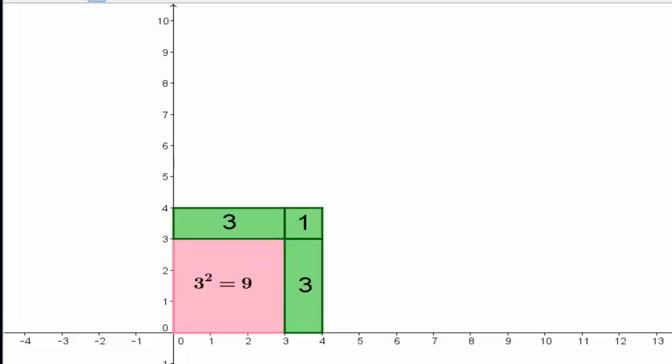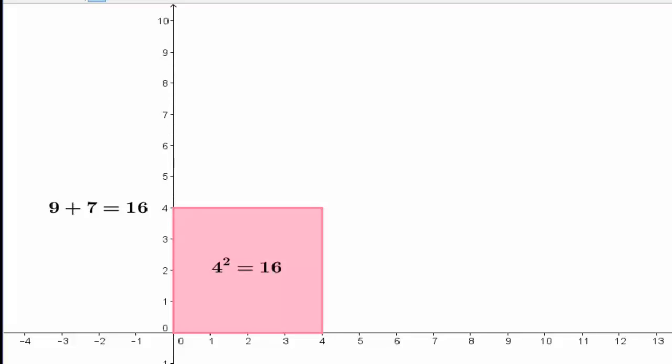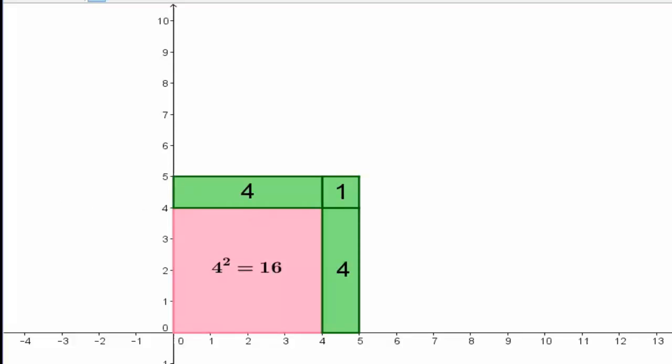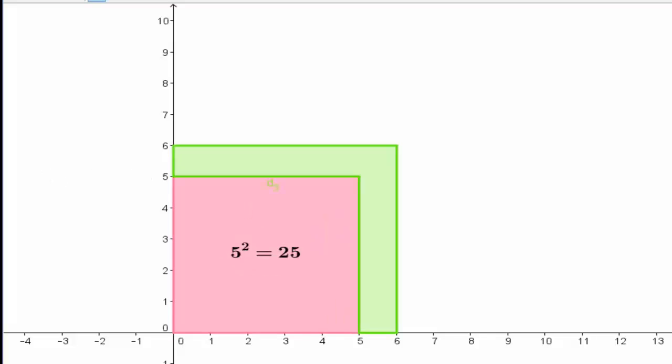Notice that each time I'm adding on this green L shape, which is 7 in this case, and that gives me 16. The next green L shape is going to be 9, and the reason this is an odd number is because it is a double plus 1. It's 4 times 2 plus 1, which is 9. And this is precisely what an odd number is, a double plus 1.